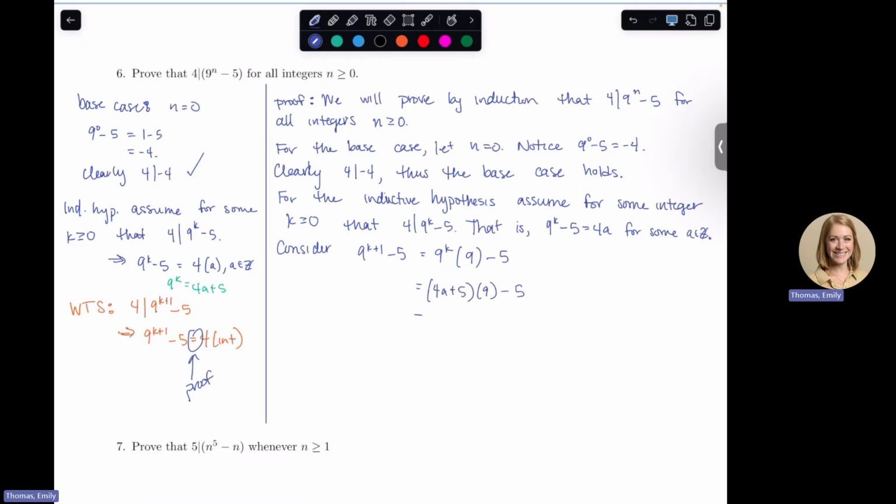Is this going to work? 36a plus 45 minus 5. Oh, yep, sure does. 36a plus 40, which is 4 times 9a plus 10. That's 10. I'm good. I'm supposed to be taking a 4, not a 9, and I wasn't even doing that right. Okay.